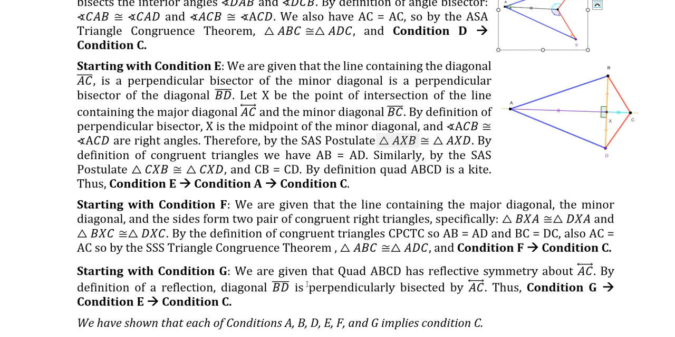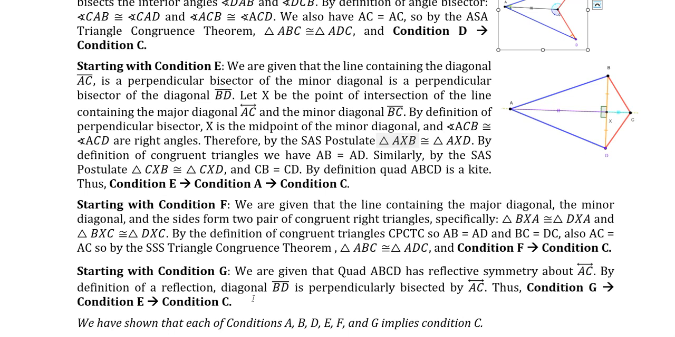Starting with condition G, we're given a quadrilateral has reflective symmetry. Again, what does reflective symmetry mean? Well, it means that we reflect over this line AC. A and C are fixed, but B is mapped to D, and D is mapped back to B, such that this line segment from B to D, pre-image to image, is perpendicularly bisected by the other one. Well, that just says that condition G gets us back to condition E, which we've already shown gets us to condition C.